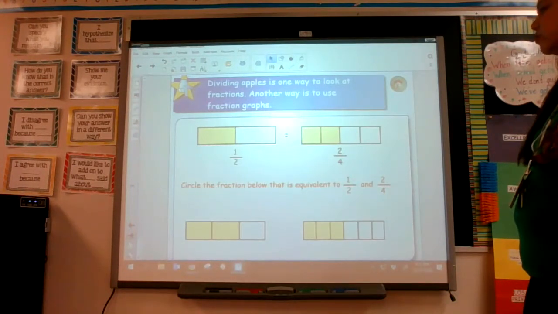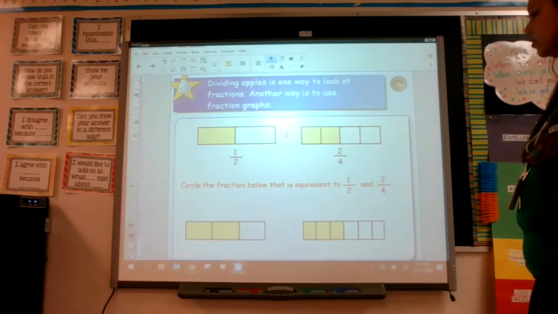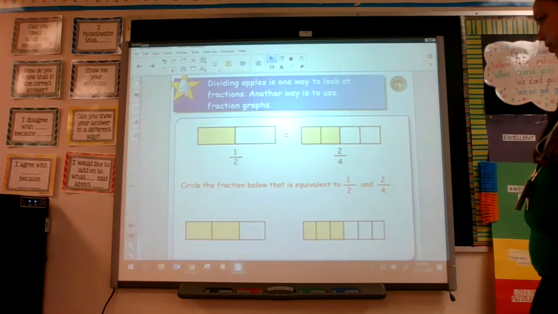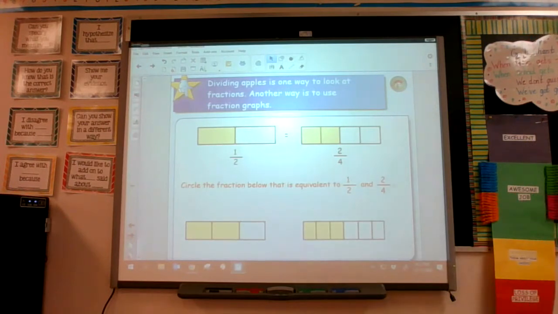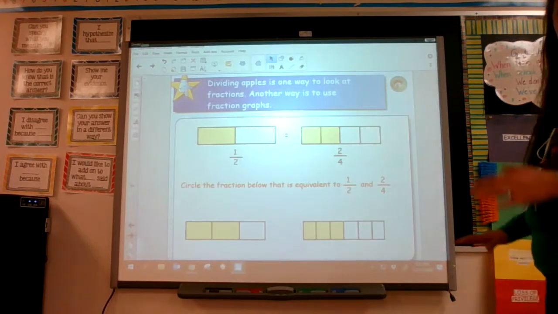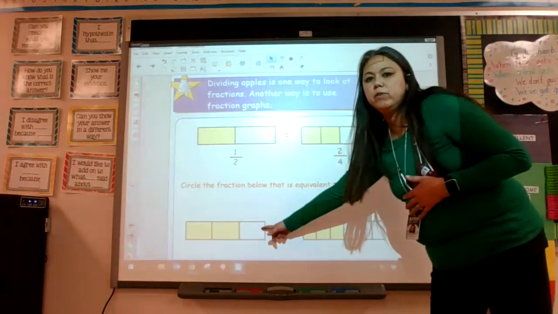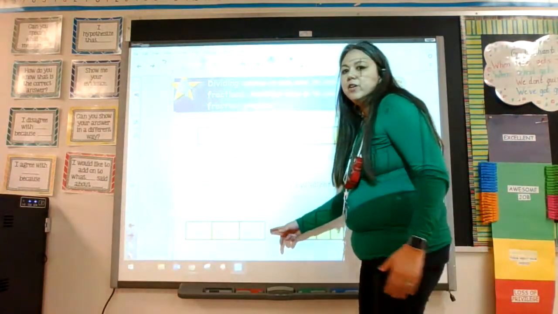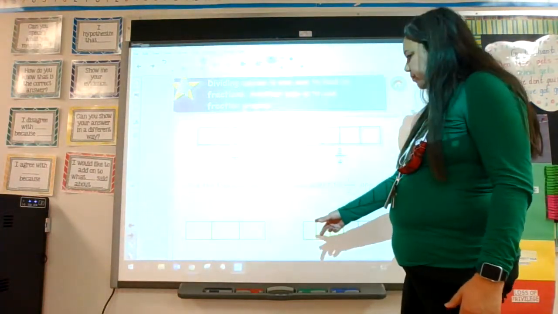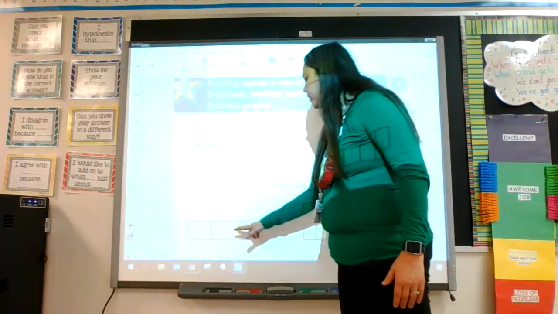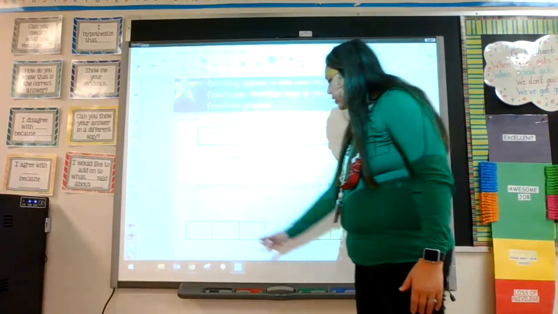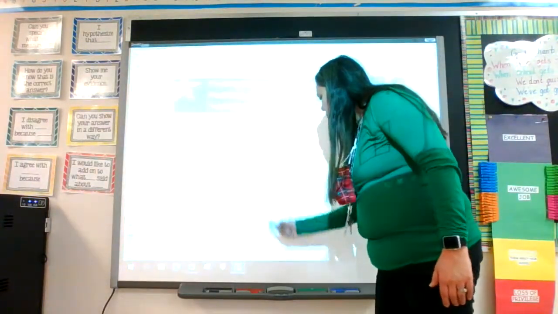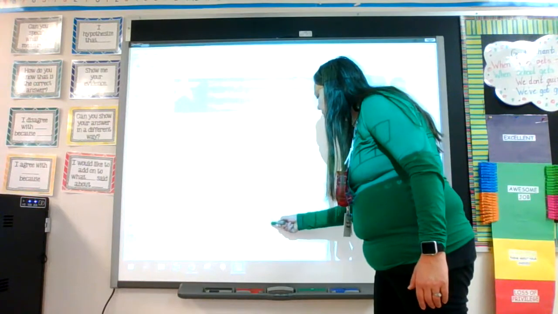Circle the fractions below that are equivalent to 1/2 and 2/4. So, I'm going to talk about this one right here. And we know that this is 2 pieces out of 3. Is that showing 1/2? 2 pieces out of 3.